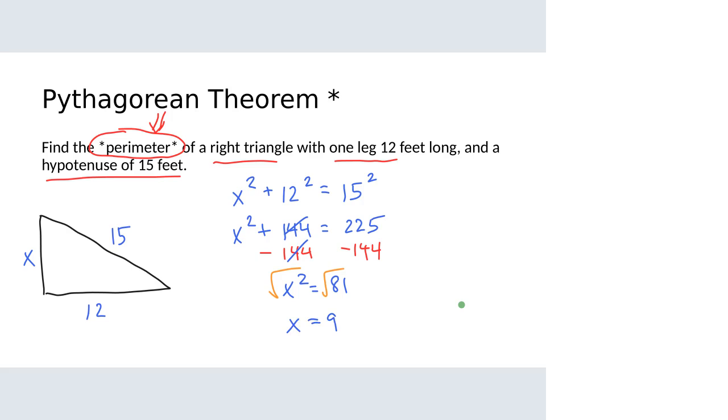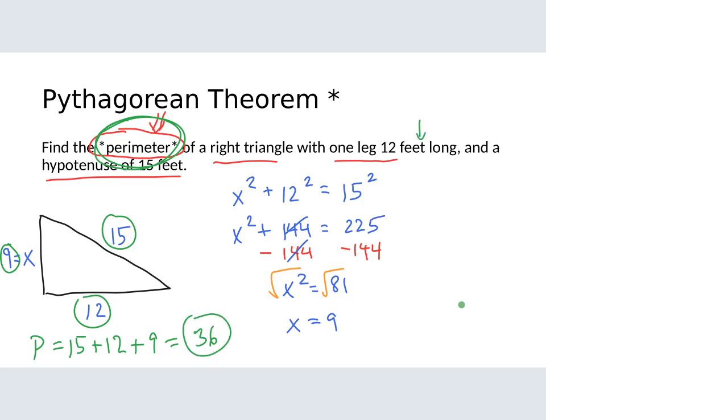We found the missing side length over here. This is 9. The question asks me for the perimeter, though. So what I've got to find is the perimeter, and that's what I get when I add up all three sides. We'll do 15 plus 12 plus 9 to be our perimeter. And let's see, 15 plus 12 plus 9 is 36. It would be 36 feet, but you would just respond with the 36. There are so many different ways you can type feet that it's better if Canvas doesn't have to grade the units. So we would just go with the 36.